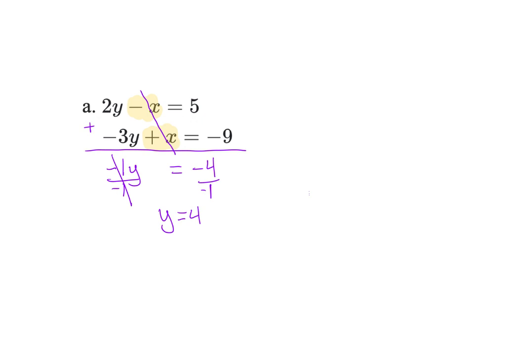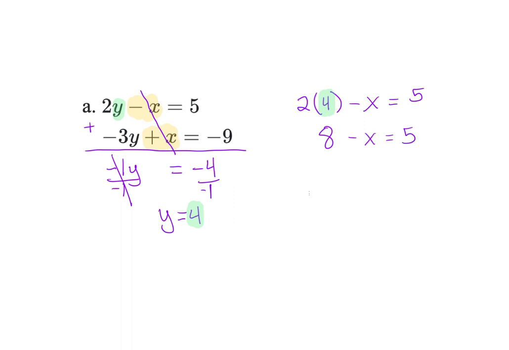We found y. Now we need to find x. So I'm going to use the top equation. No particular reason. Either equation will work. So I'm going to say 2, and then instead of writing a y, I'm going to put this 4 in. So again, just to confirm, I got this 4 because y was equal to 4. And so I'm replacing that y with a 4. Next up, I'm going to say minus x, and then that should equal 5. 2 times 4 is 8, minus x equals 5.